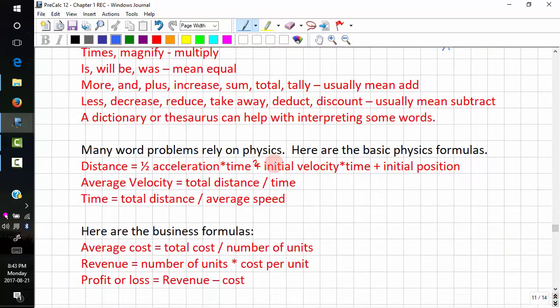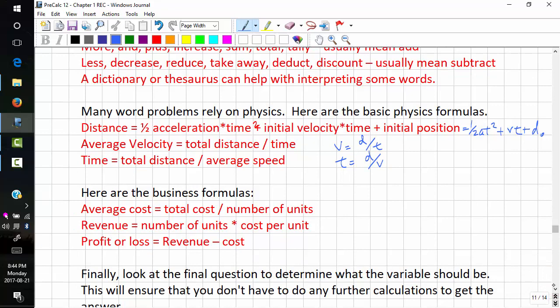Many of our word problems rely on physics, so here are a few basic physics formulas. Distance is 1/2 acceleration times time squared, plus initial velocity times time, plus initial position. So 1/2 at squared plus vt plus d naught, our initial position. Average velocity is distance over time, so v equals d over t. Time is total distance divided by average speed. T is equal to d divided by v.